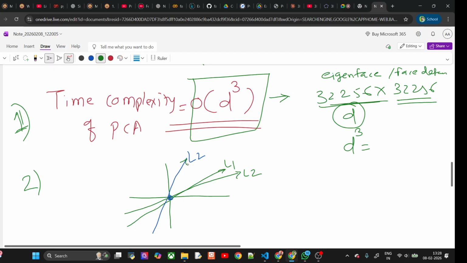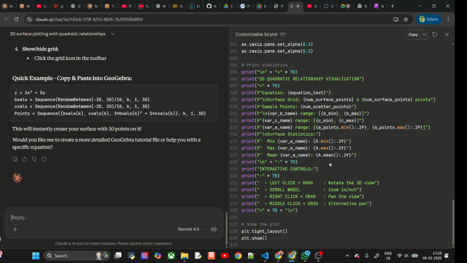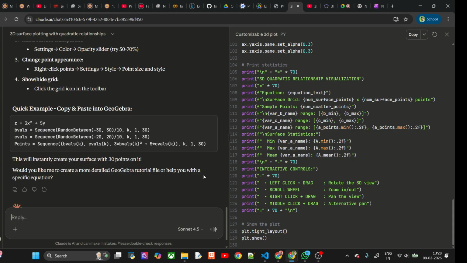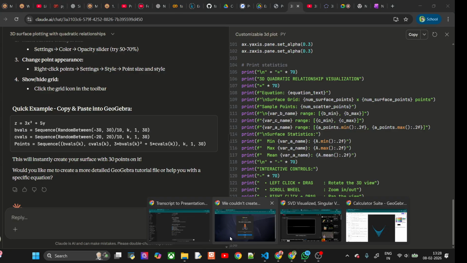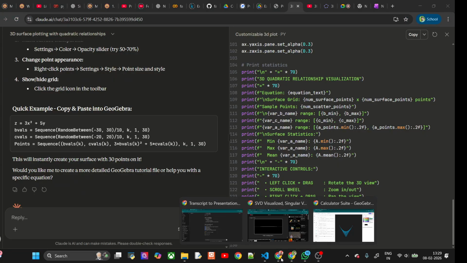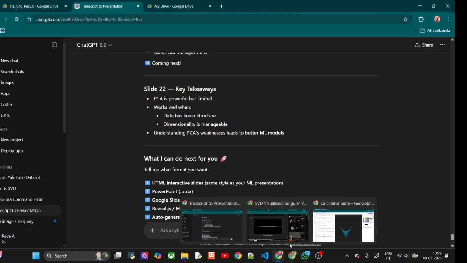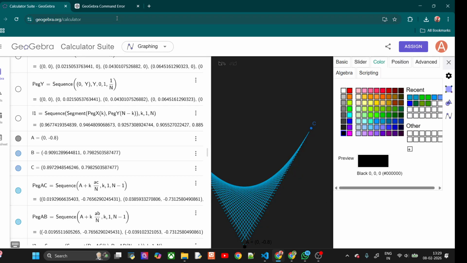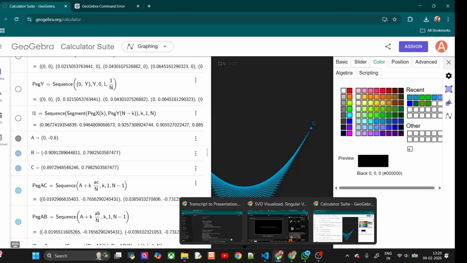But for example, if I have this data here, I think I ran this somewhere. For example, if I have the image in 3 dimensions, I just plotted the graph in 3D. So I thought to show you GeoGebra, not here.